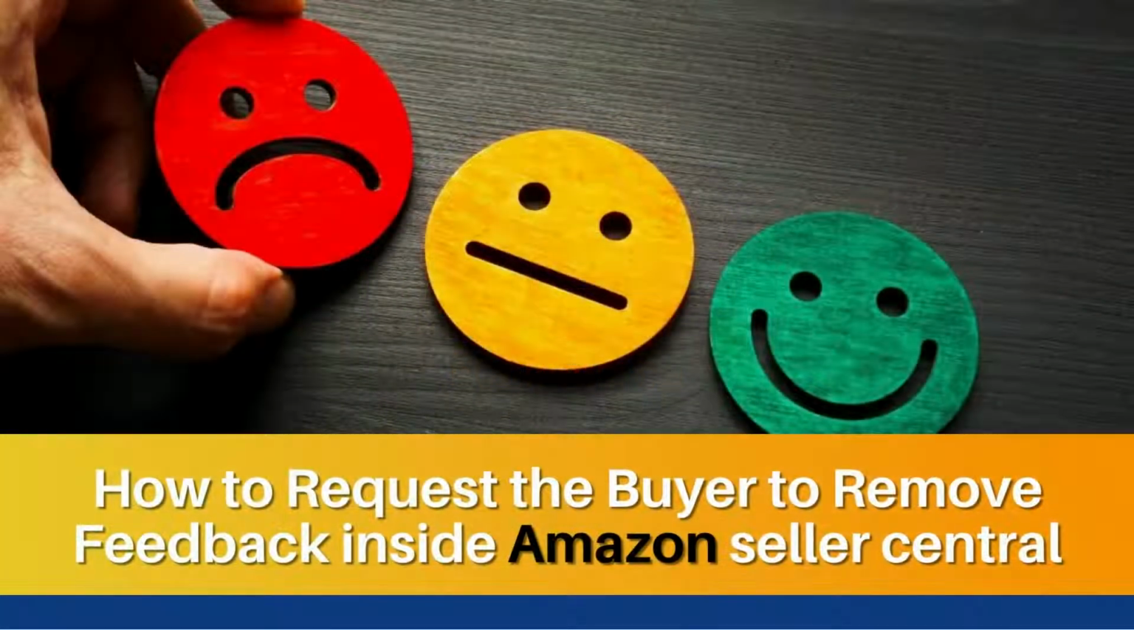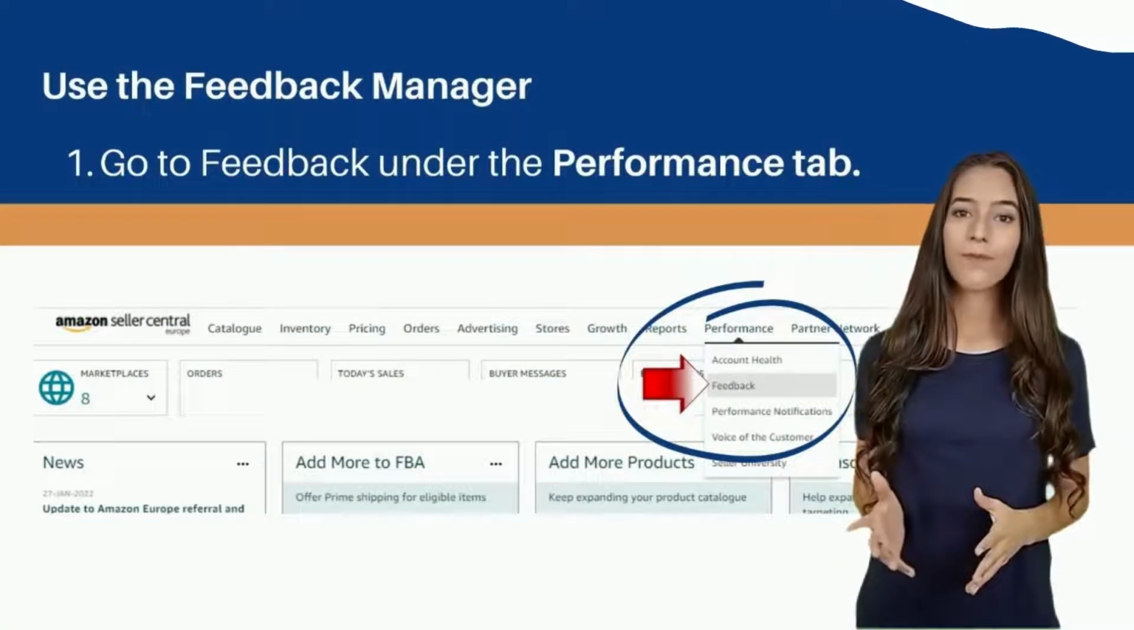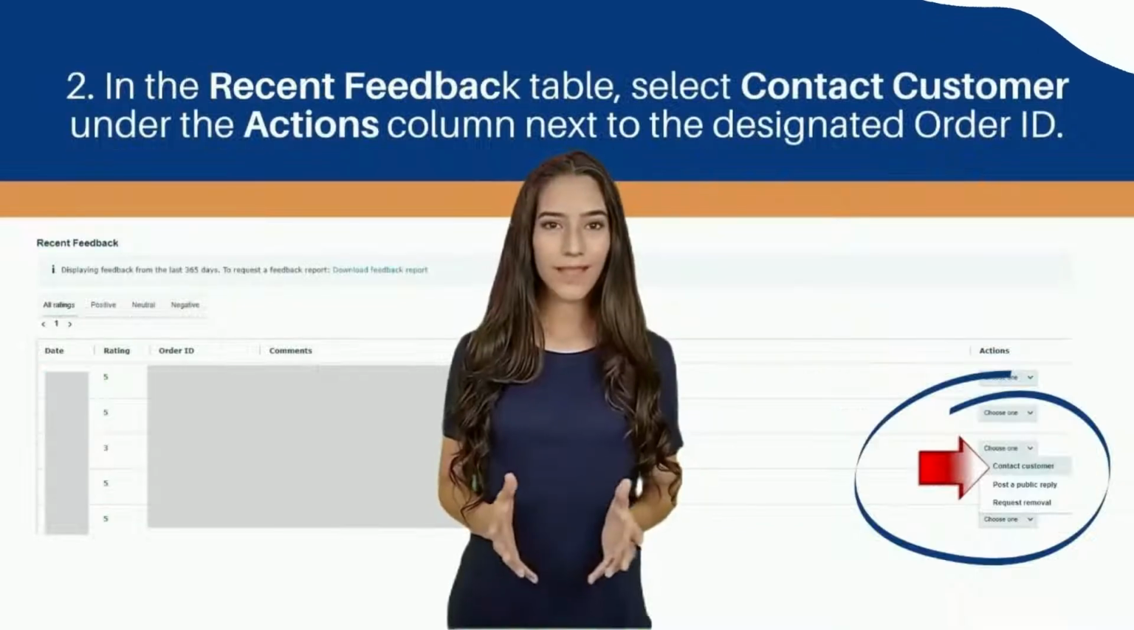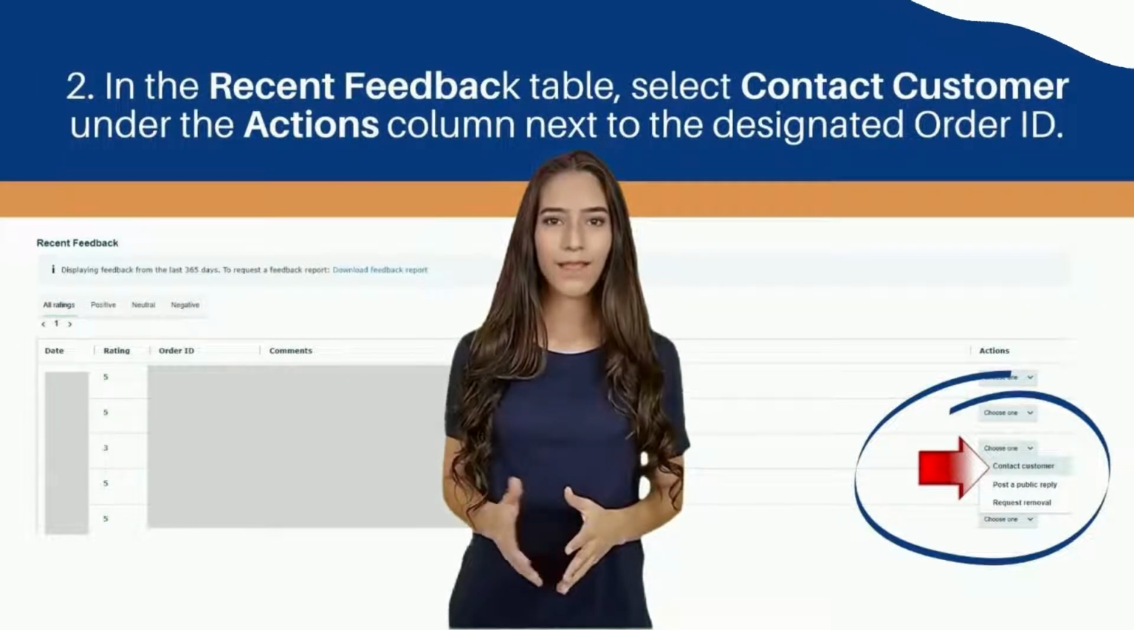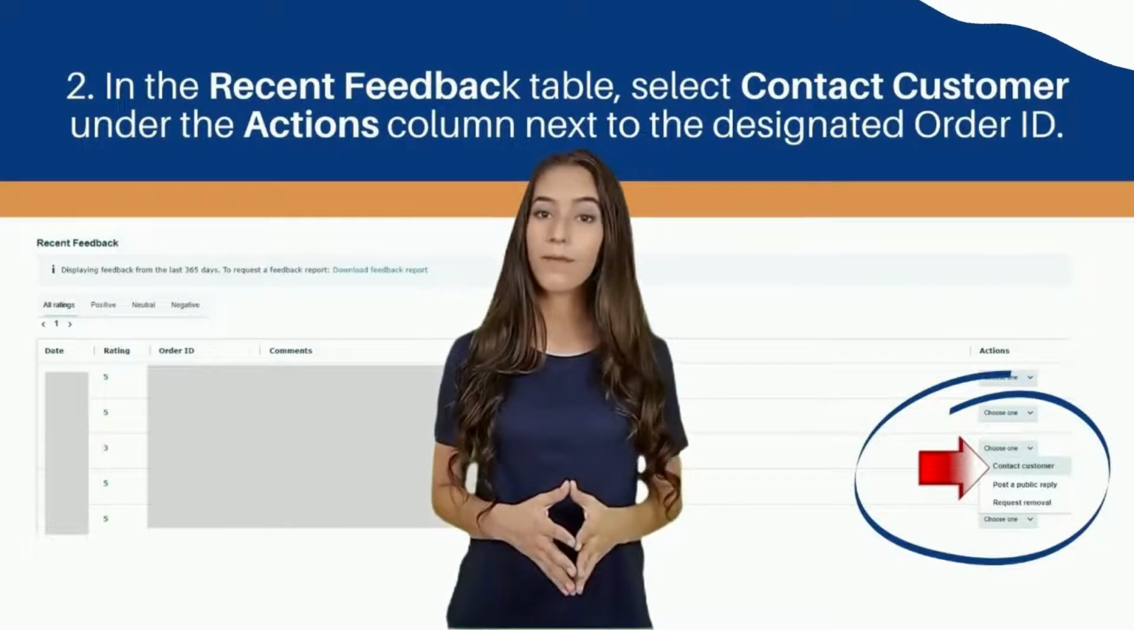How to request the buyer to remove feedback inside Amazon Seller Central. Use the Feedback Manager. 1. Go to Feedback under the Performance tab. 2. In the Recent Feedback table, select Contact Customer under the Actions column next to the designated order ID.